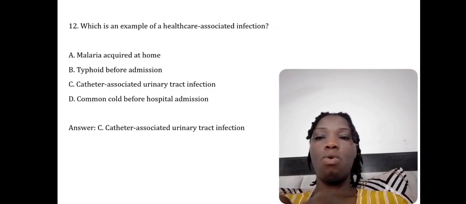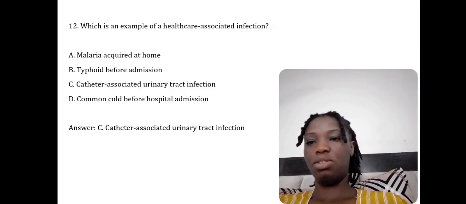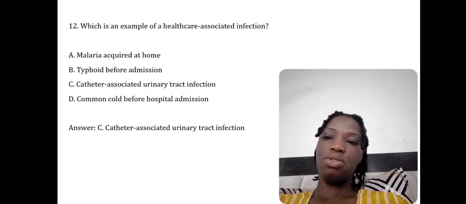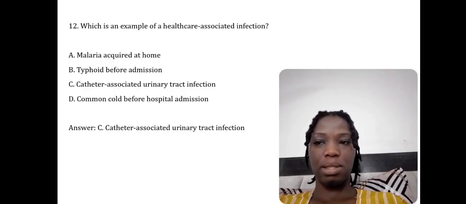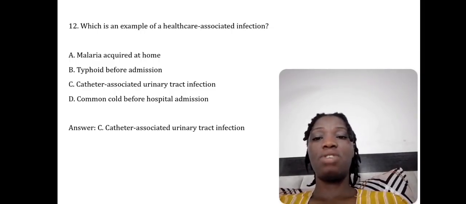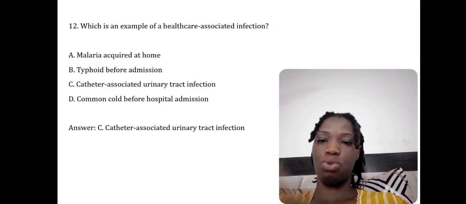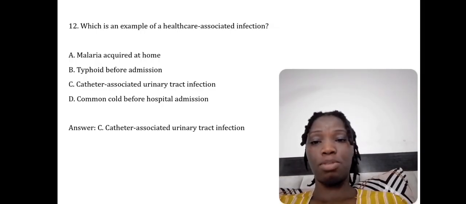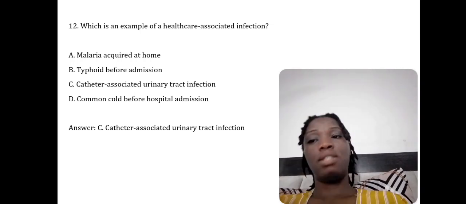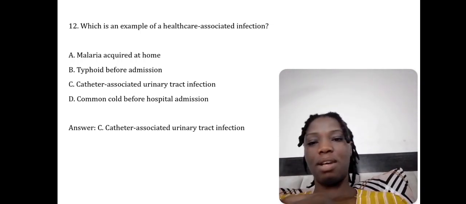So malaria you got at home is not. Typhoid before admission is not. Catheter-associated urinary tract infection, yes. Catheter-associated urinary tract infection is UTI you get as a result of catheterization, and you are catheterized in the hospital, which means C is the answer.